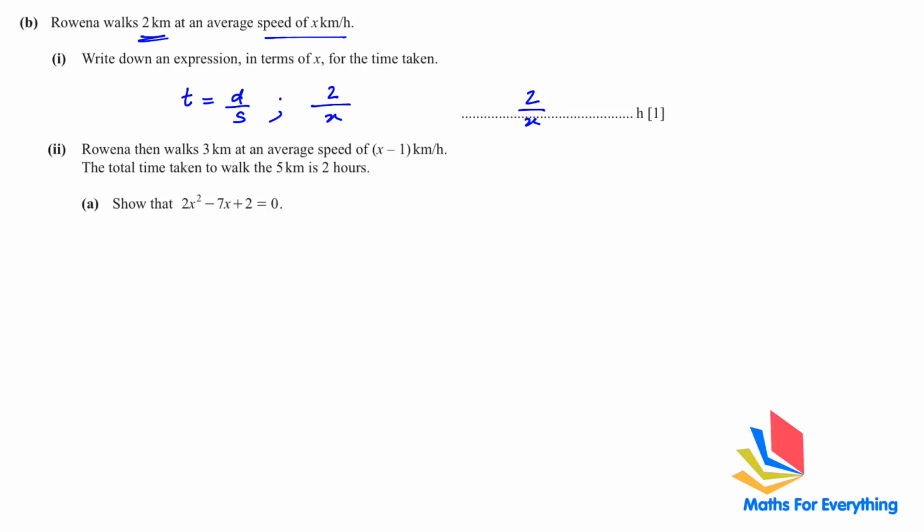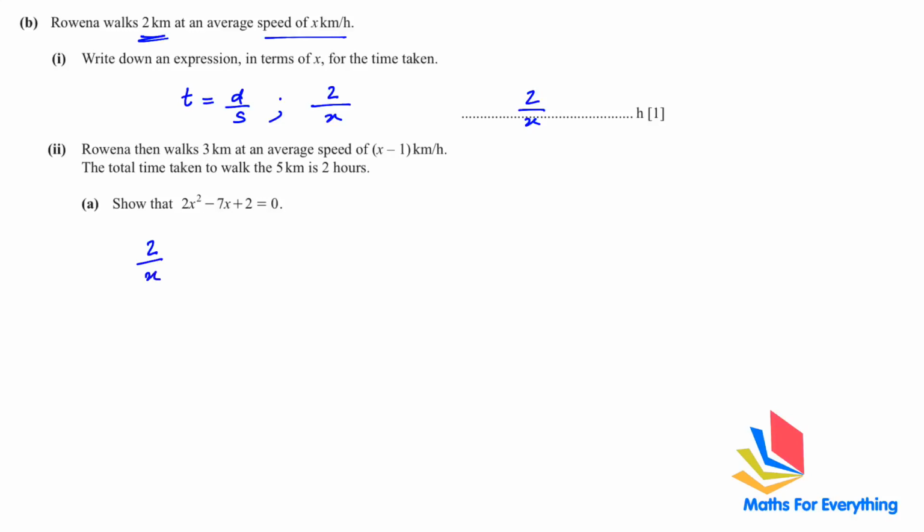In B, Rowena then walks 3 km at an average speed of x minus 1 km per hour. The total time taken to walk the 5 kilometers is 2 hours. Show that 2x squared minus 7x plus 2 is equal to 0. So this information we have to use to form this equation.